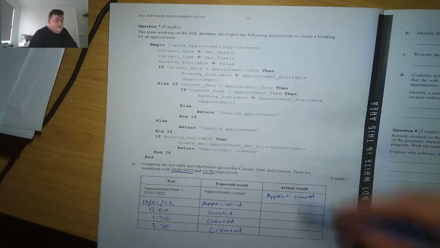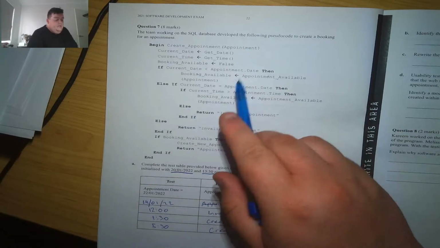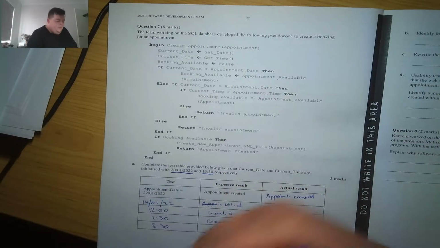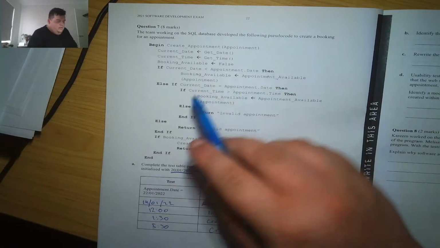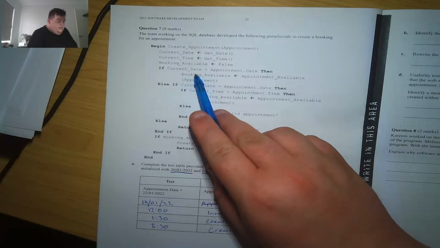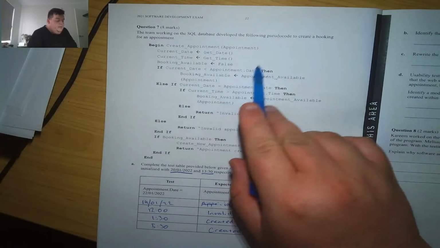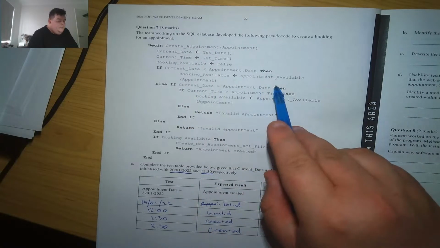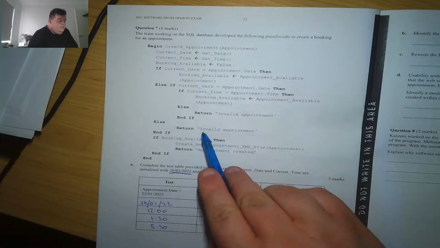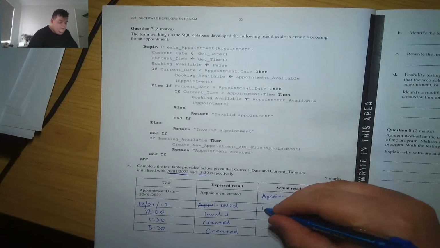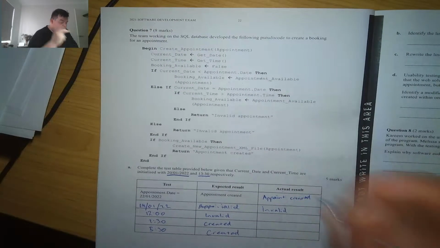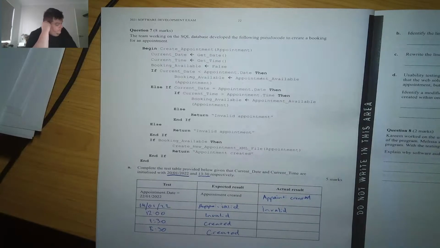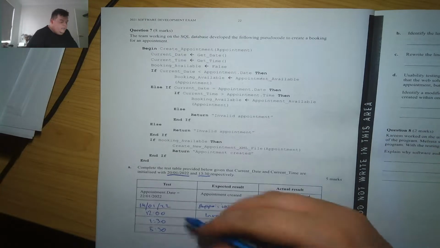Let's go through and check our actual results now. So if the date is prior, like if I'm booking it on the 20th and I'm trying to book the date prior, so if current date is less than appointment date, which it's not, then if current date is equal to appointment date, which it's not, so that'll return invalid appointment. So that's good. So that checks out. Yeah, so it doesn't make an appointment. Good.